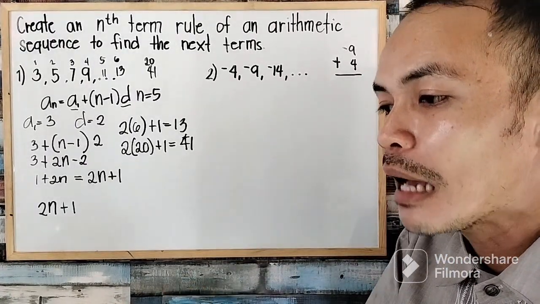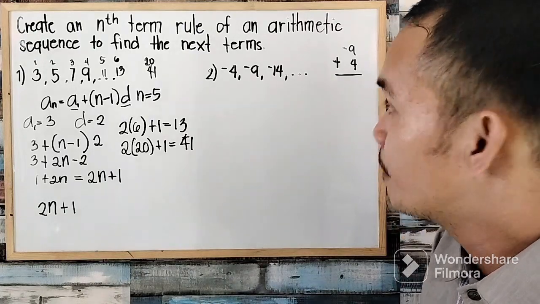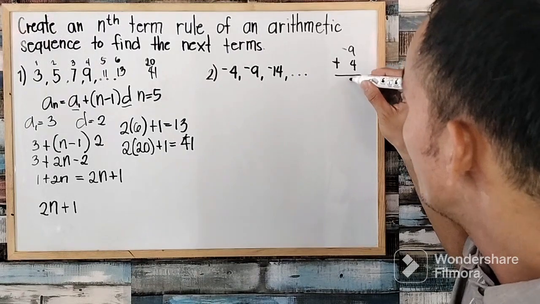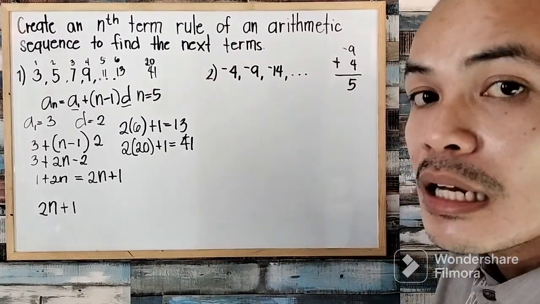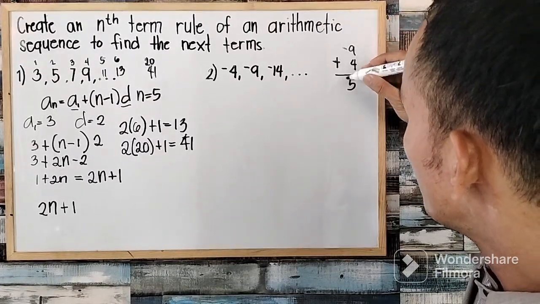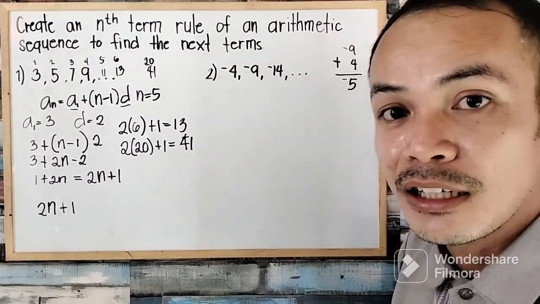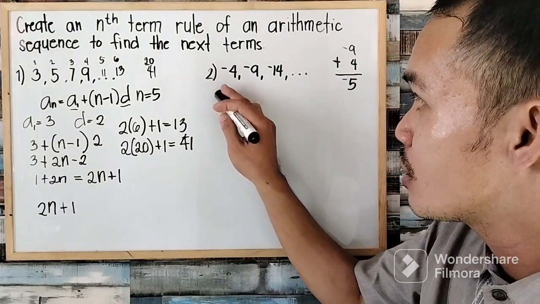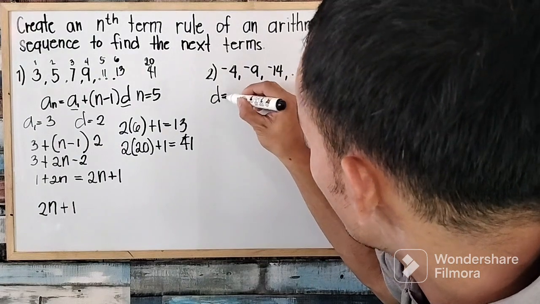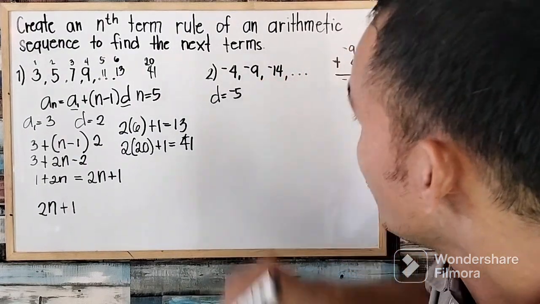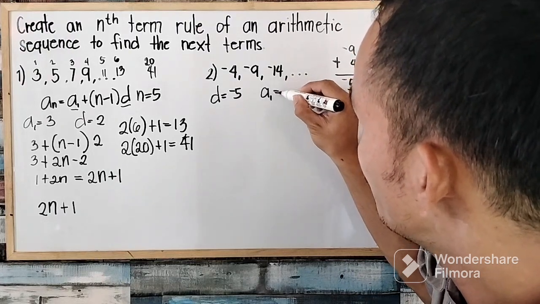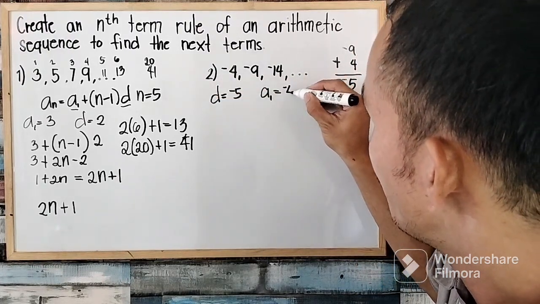Remember that if you are adding integers with different sign, you have to subtract, right? 9 minus 4, that is 5, and affix the sign of the bigger number. So 9 is bigger than 4, so it has a negative sign, so that is negative 5. So the common difference of our second sequence is negative 5. So let's say D is equal to negative 5. And our first term, or the a sub 1, is equal to negative 4.